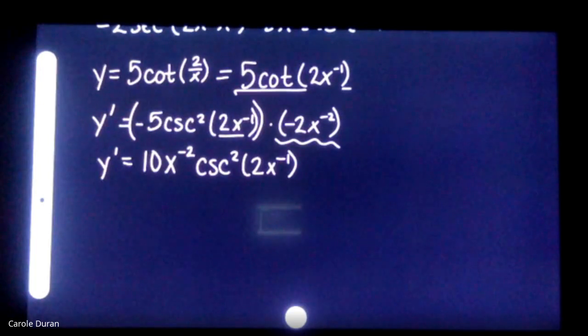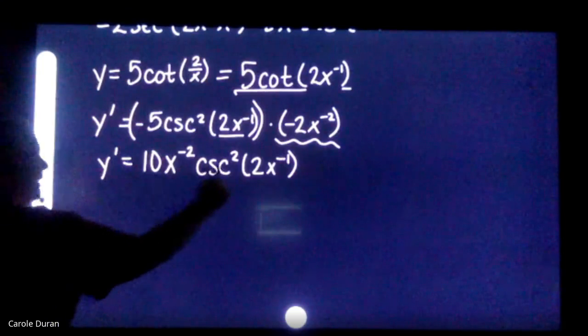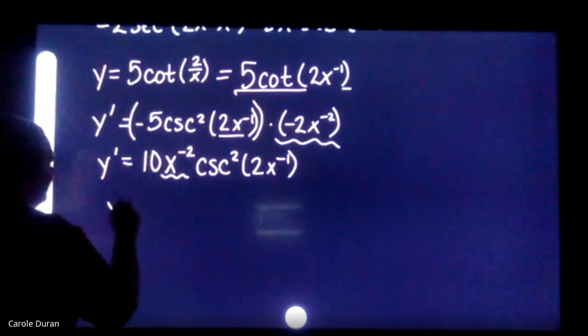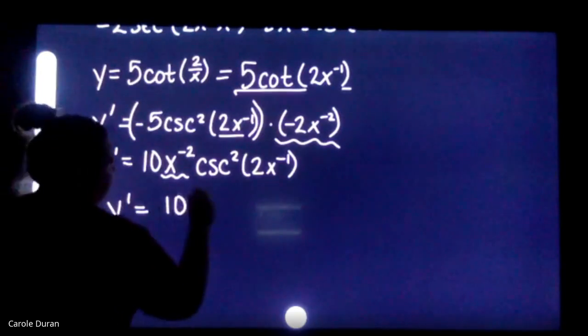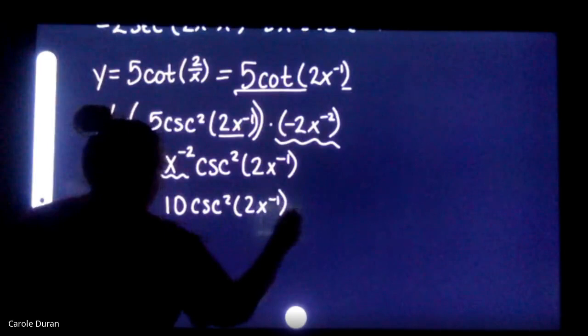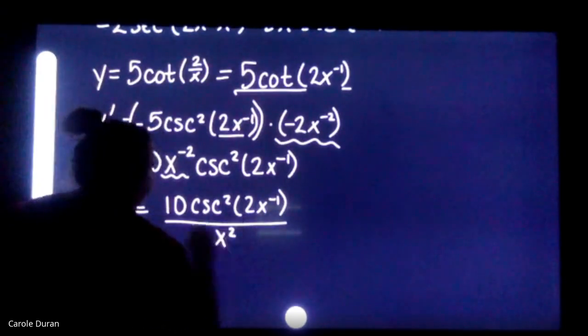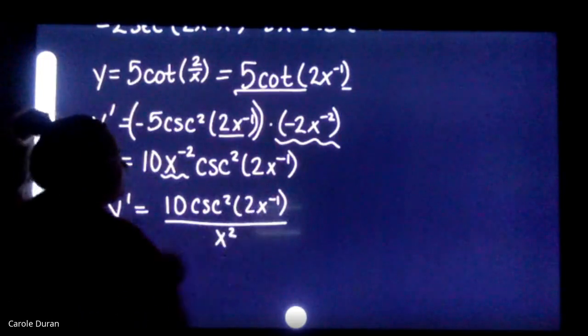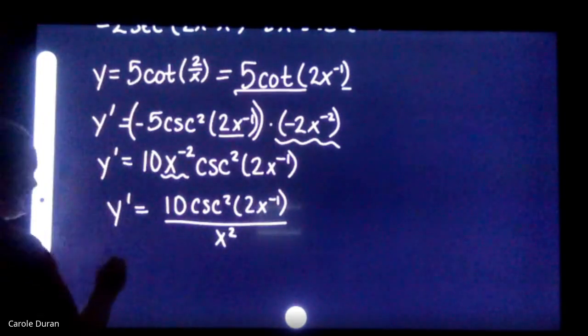When we're simplifying like this, I can't leave negative exponents. So because this is all being multiplied, this x to the negative 2 is going to move down to the denominator, which now makes my 2 positive. And then I can replace 2 times x to the negative 1 with 2 over x, and then I'm done.